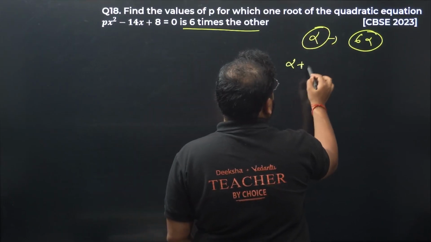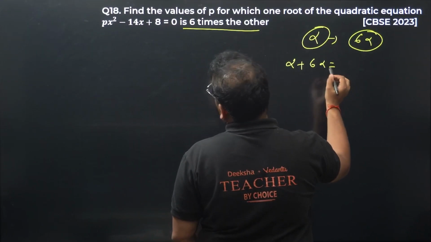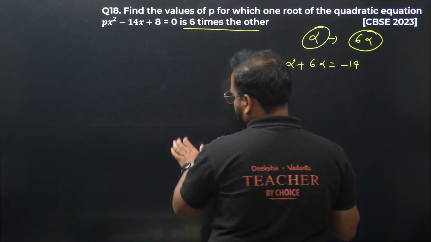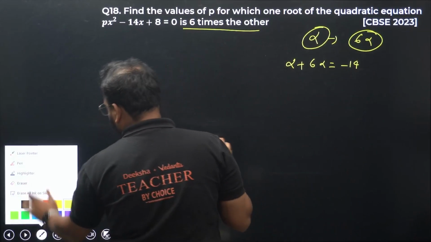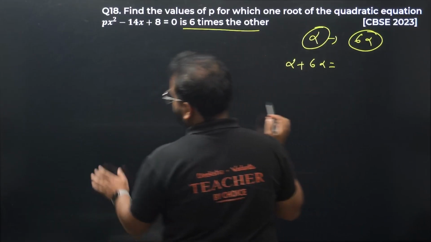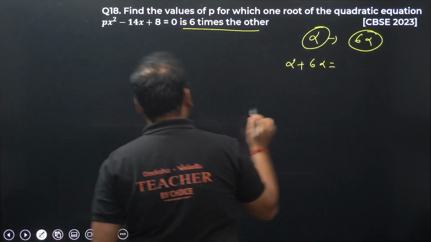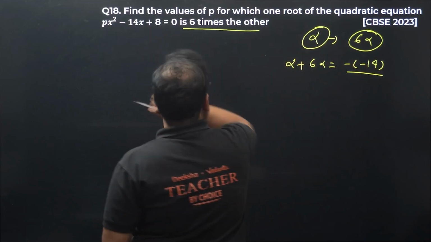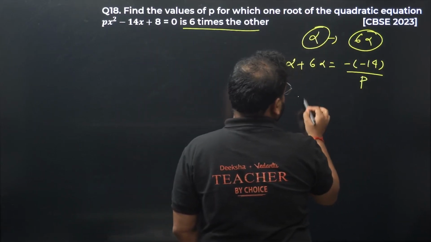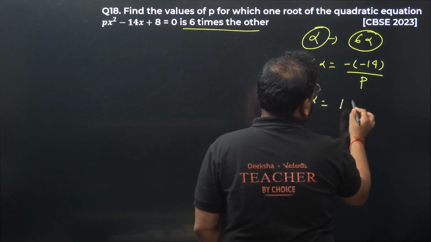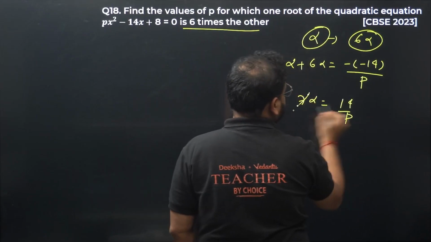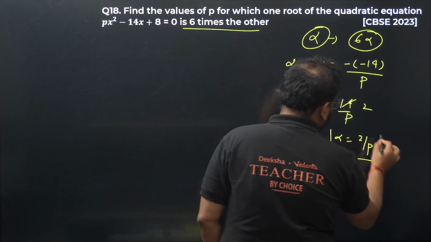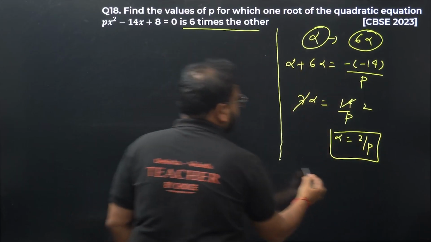Sum. What is the answer going to be for the sum? Minus of minus 14, my bad. Minus of minus 14 exactly, because it is minus b by a, right? So the b value is minus 14 over here. This is going to be p. I get 7 alpha equals 14 by p. So I get alpha equals 2 by p. Alpha equals 2 by p.